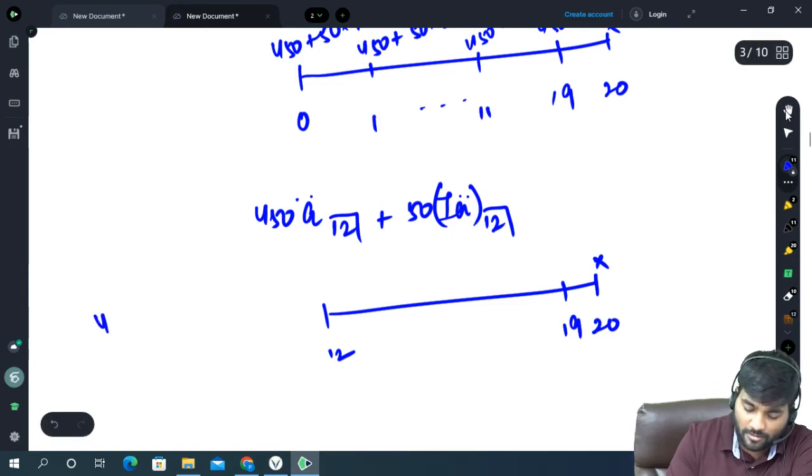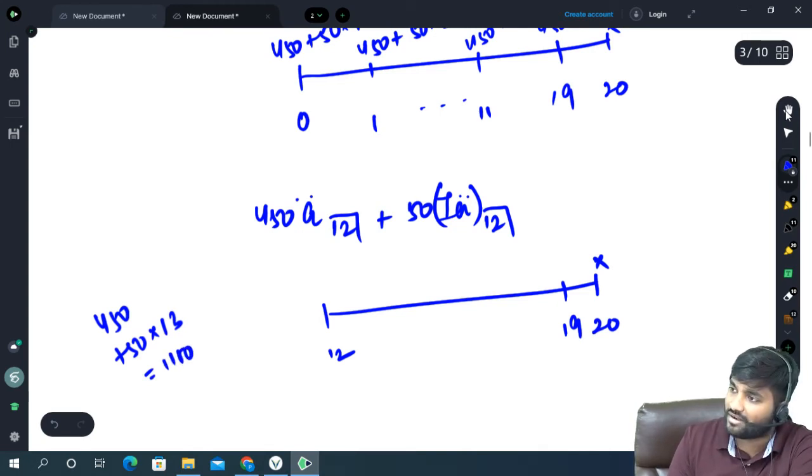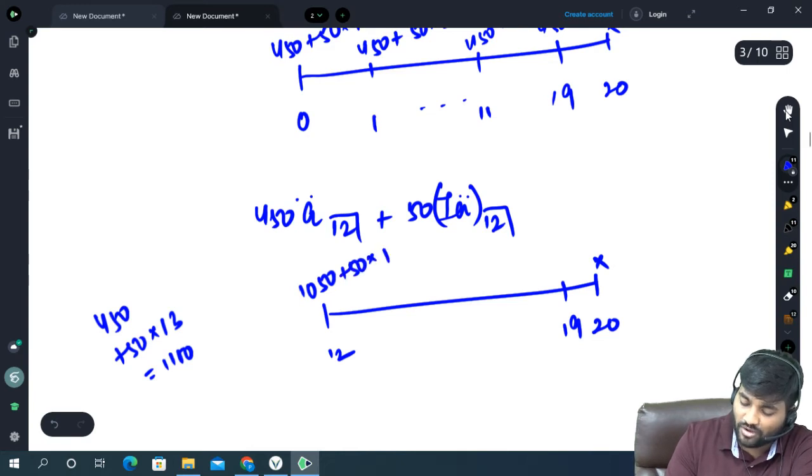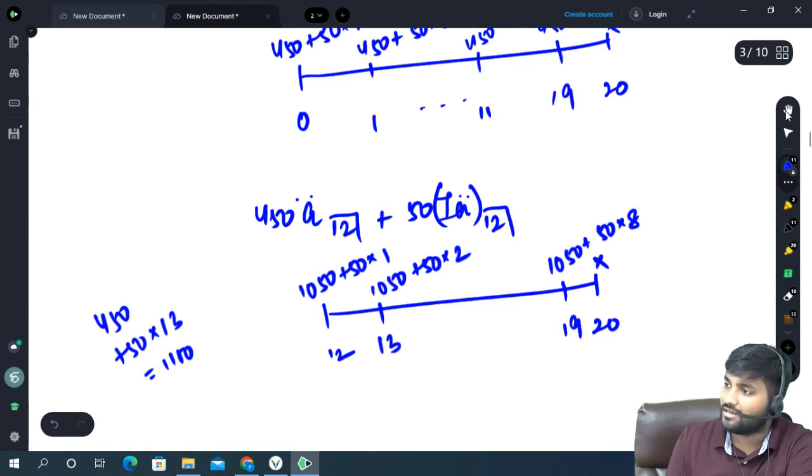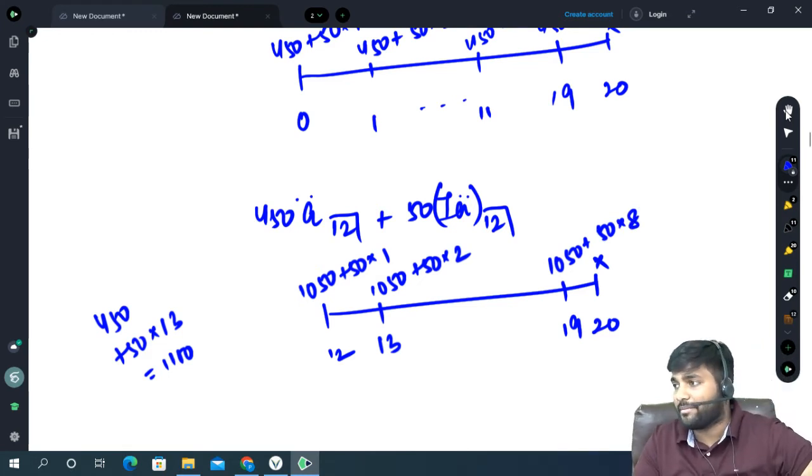450 plus 50 into 13. How much is it? 1100. So again, we'll break down 1100. We'll write it 1050 plus 50 into 1. At time 13, it will be 1050 plus 50 into 2. And at time 19, it will be 1050 plus 50 into 8. Clear? Because at time 19, there is an 8 payment.